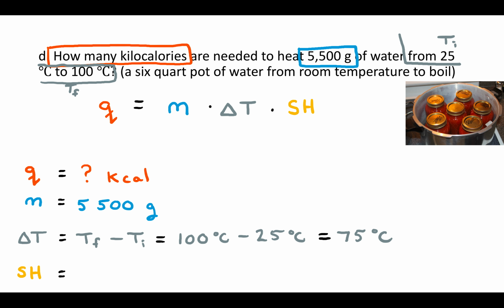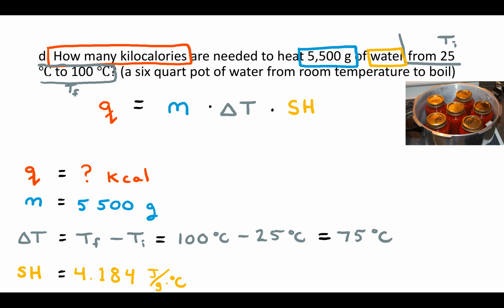Now they don't give us any other numbers. So for example, they don't give us the specific heat. But remember, the specific heat tells us about the material we're using. How easy or hard is it to heat this specific material up? And they give us the material in the problem. They say that we're heating up water. So what's the specific heat for water? It's 4.184 joules per gram degree Celsius.